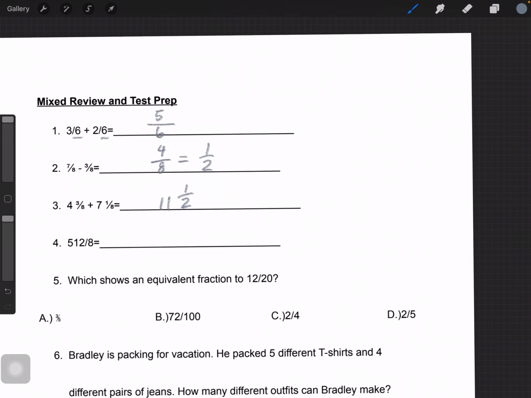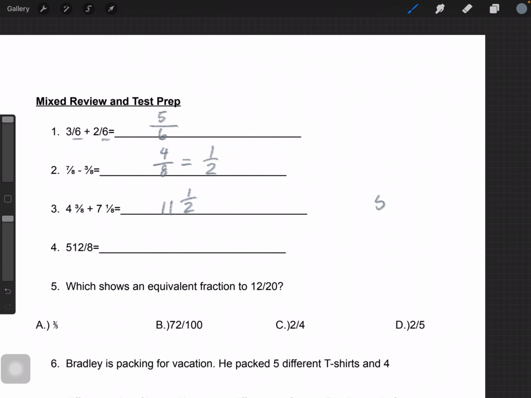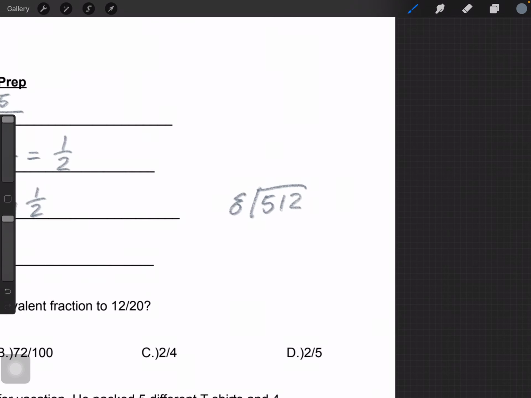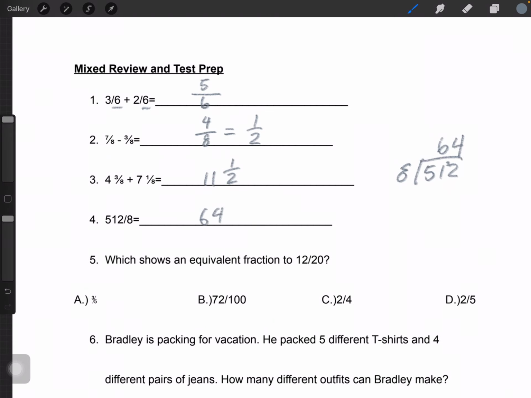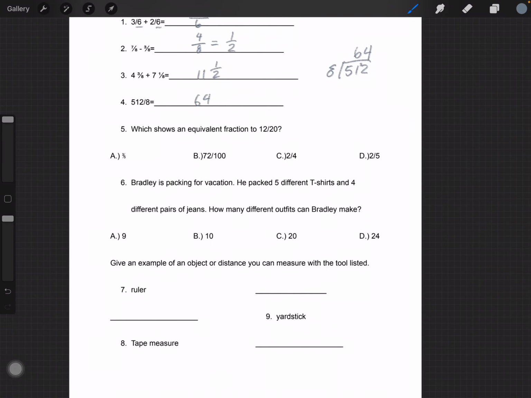51 2 divided by 8, or over 8, but it is the same. You can rewrite it like this. We can go, okay, 8 times what number gets us to 5? 5 is too small, so 8 times what number gets us to 51, which would be 6. 8 times 6 is equal to 48. The difference between 48 and 51 is 3. Put a little 3 here. 8 times what number gets us to 32? Now that is 4. So your answer is 64. So this one is just you find the equivalent fraction.